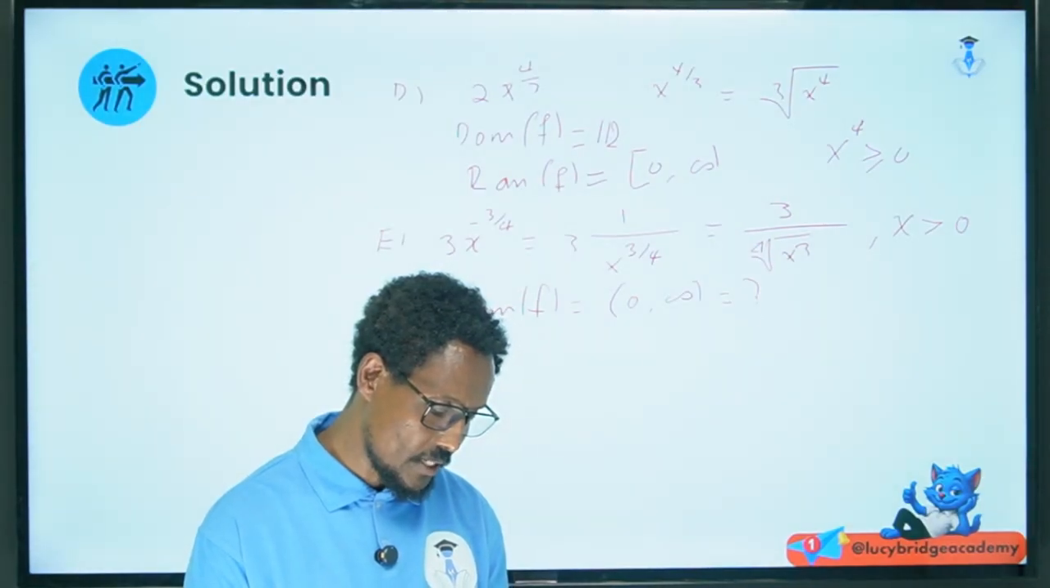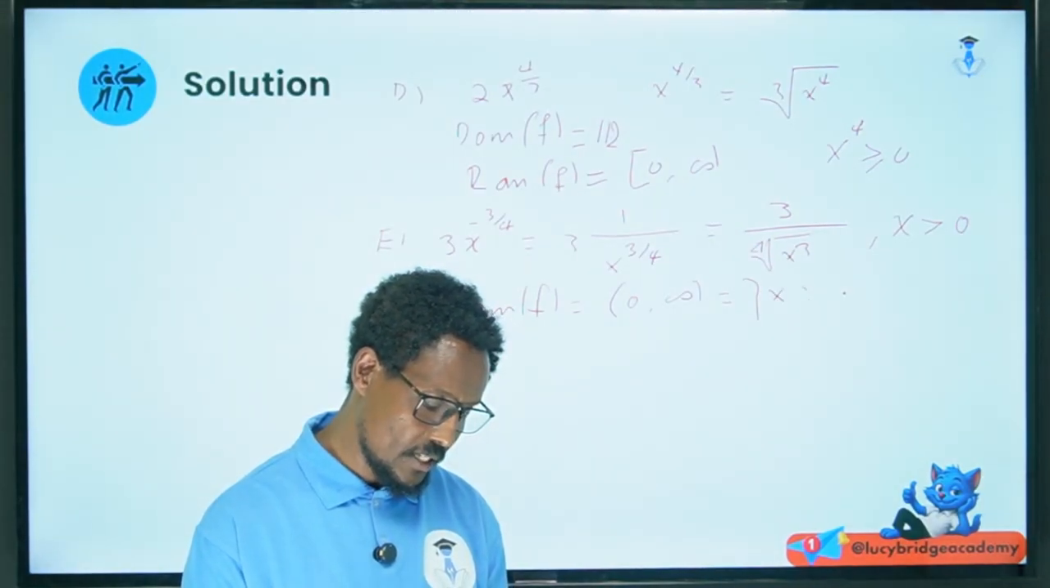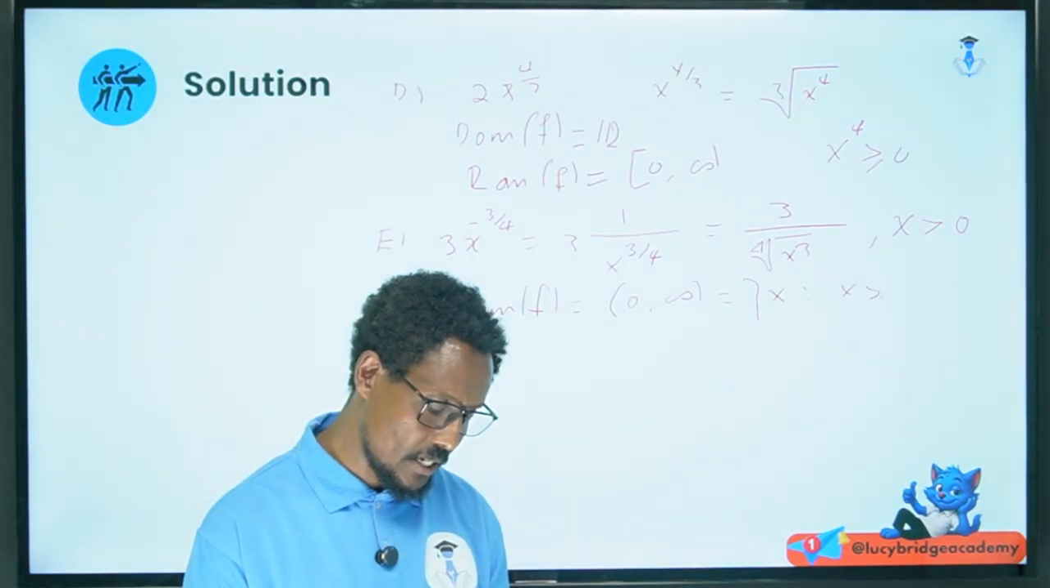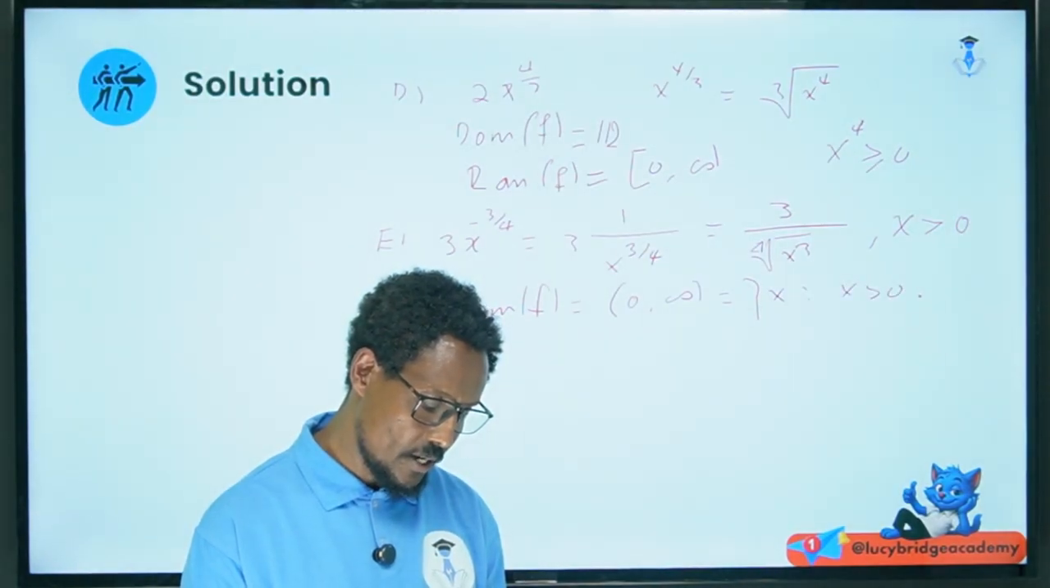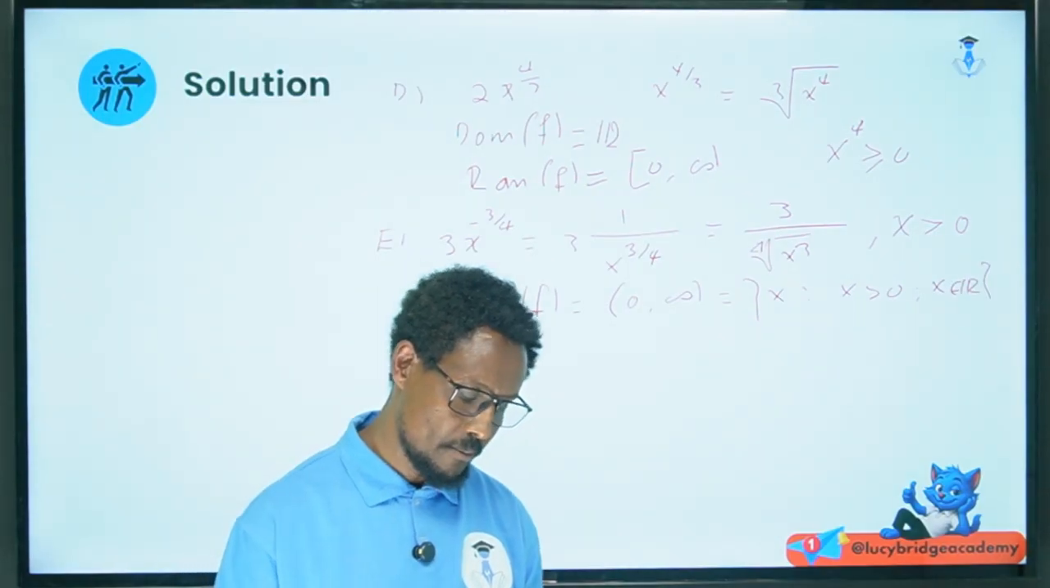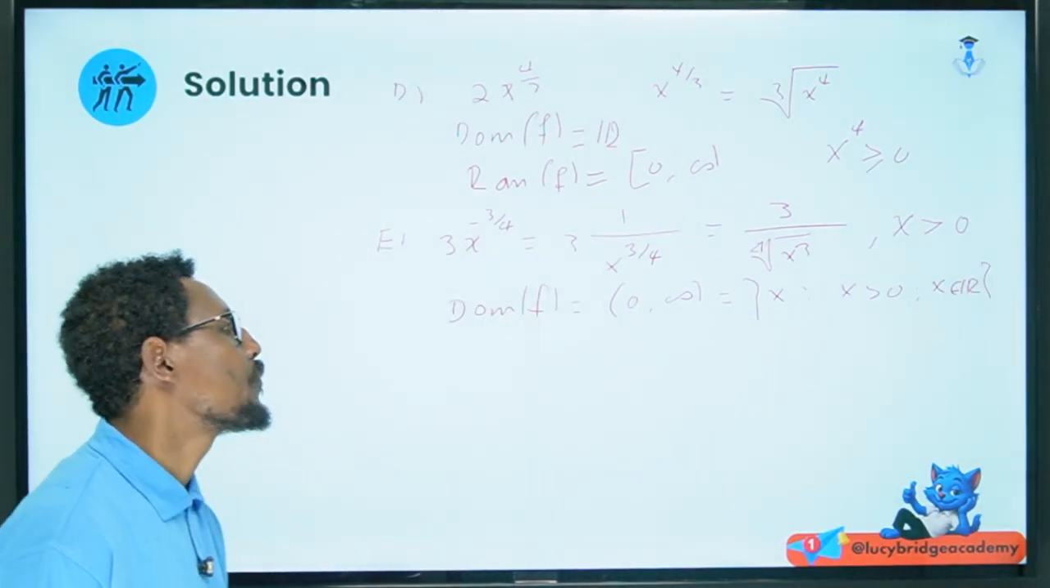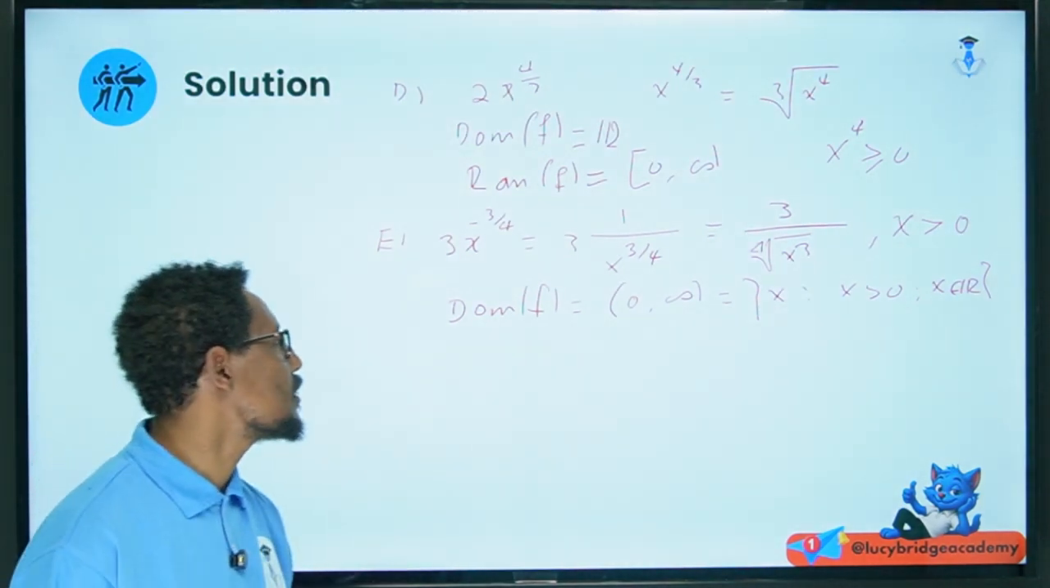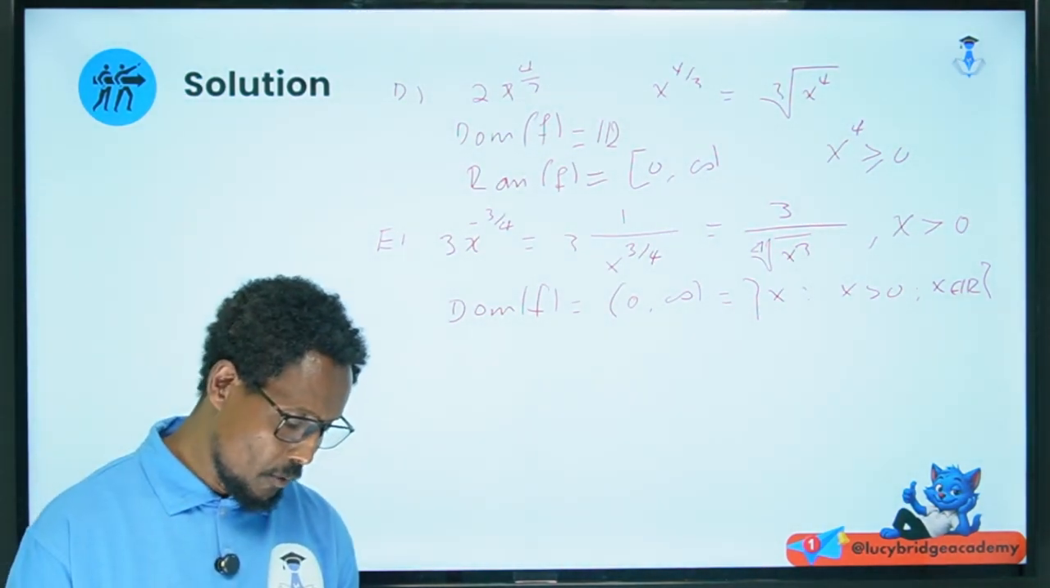ከፈለጋችሁ ደግሞ x such that x is an element of real number and x is greater than 0, where x is an element of real number, right? በዚህ መንገድ ማስቀመጥ እንችላለን ማለት ነው። what about range?